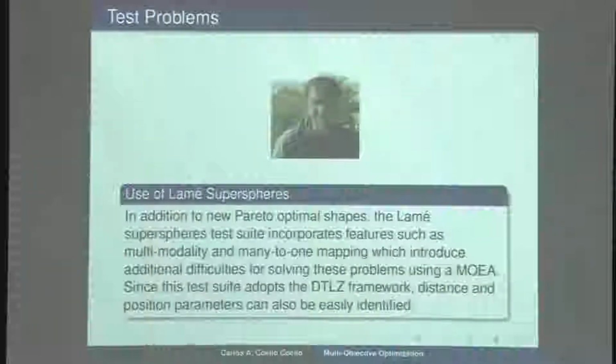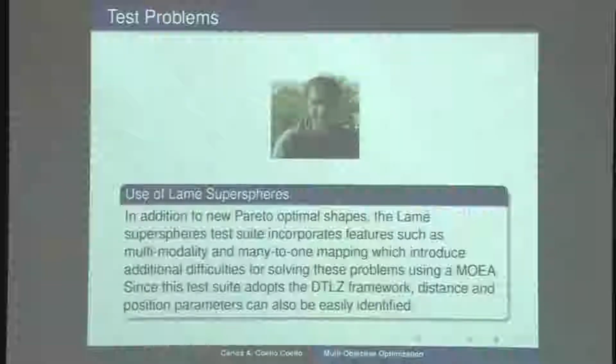This is Michael Emmerich. So in addition to new Pareto optimal shapes, these Lamé superspheres incorporate features such as multimodality and many-to-one mapping. And these are additional sources of difficulty for testing a multi-objective evolutionary algorithm. It's built upon the DTLZ framework, so it also has distance and position parameters, same as DTLZ.